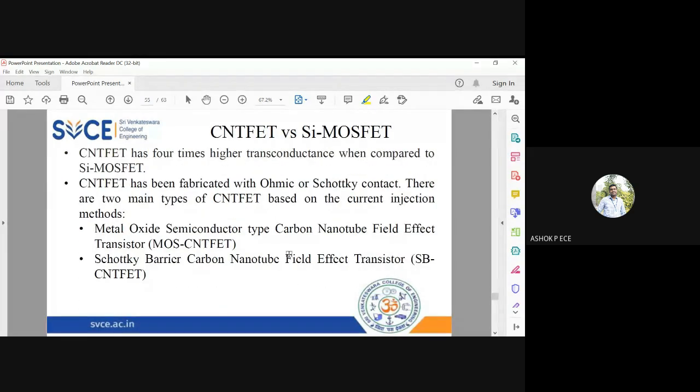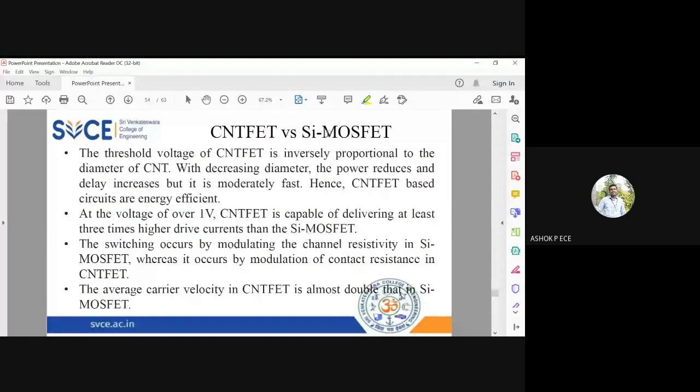So now, what is the difference between a CNTFET and a silicon MOSFET? What are the differences between the carbon nanotube based FET and the silicon based MOSFET? In a CNT, everything depends on diameter, because you are going to roll it in the form of a rod. So the threshold voltage is inversely proportional to the diameter. With decreasing diameter, the power reduces and the delay increases, and the device becomes moderately fast. Hence, carbon nanotube based circuits are energy efficient.